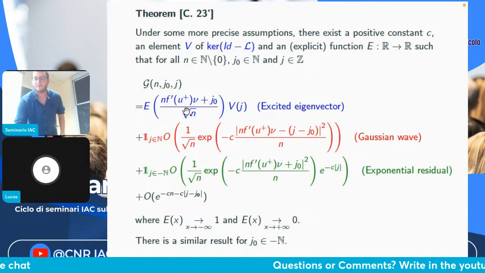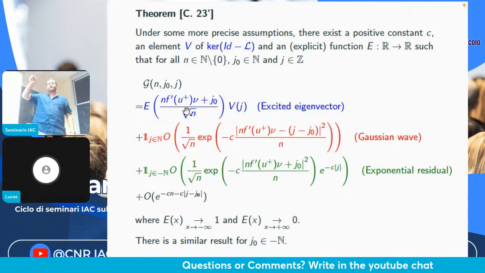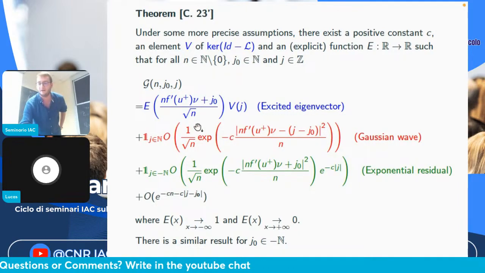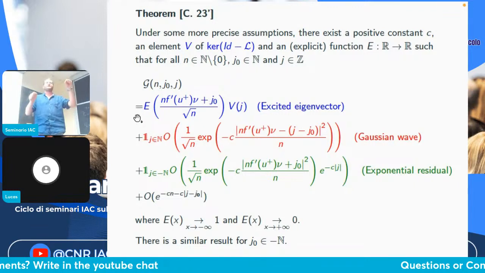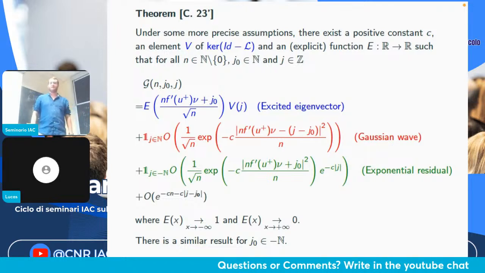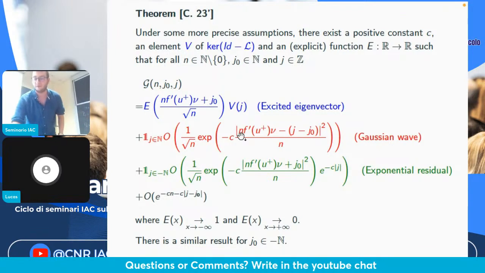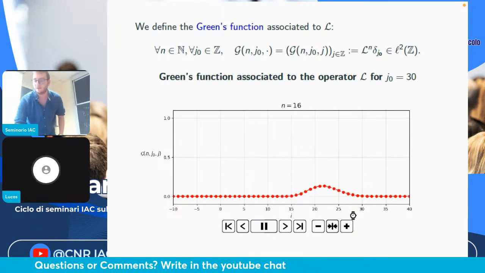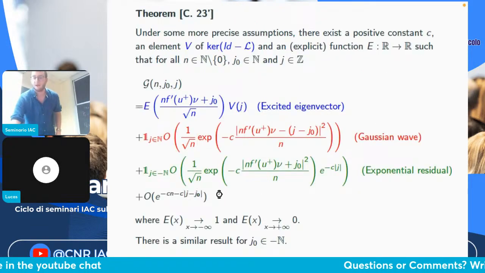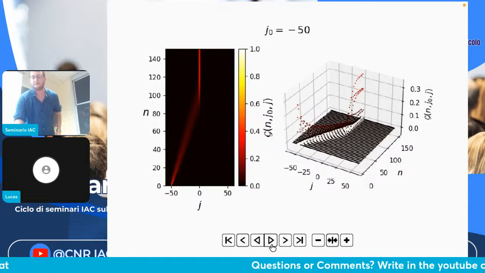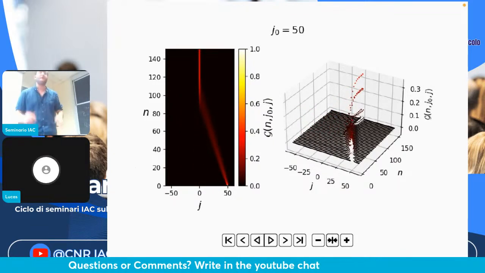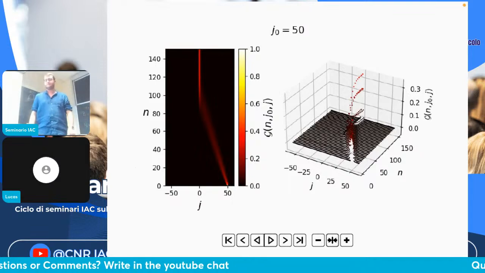And this term here corresponds to the activation of the fixed point. So V here is a fixed point of the operator L. And this function E is a function that goes from 0 to 1, meaning that in time you activate this eigenvalue. So this is essentially what we saw before. You're just translated and then you activate using this function. An important fact is that this description is uniform in j0. This is what you see here. So you have a similar description on the left.